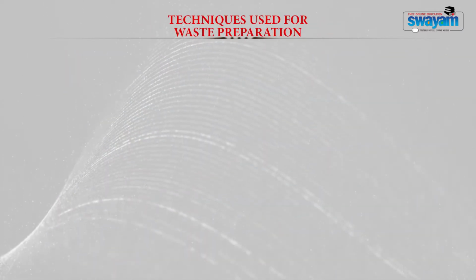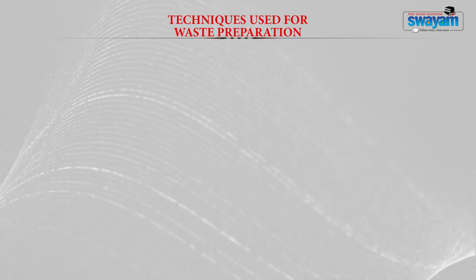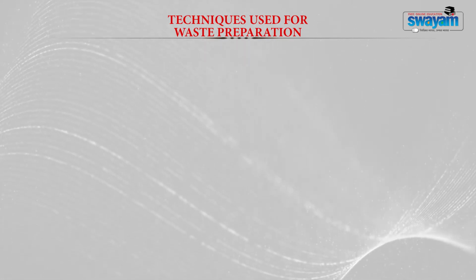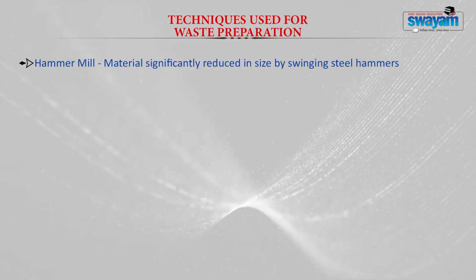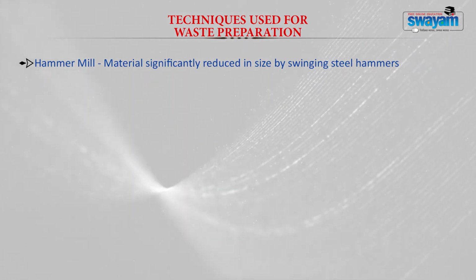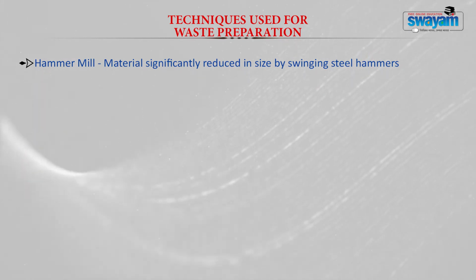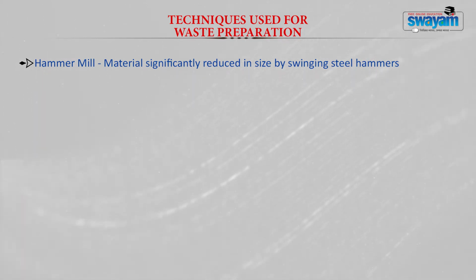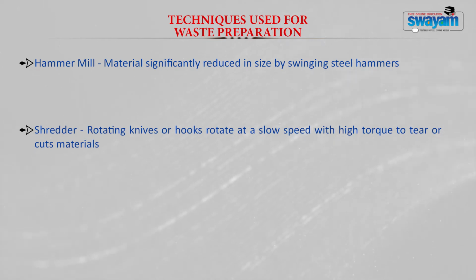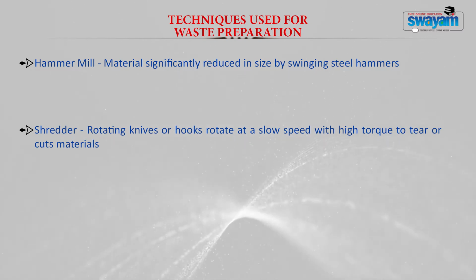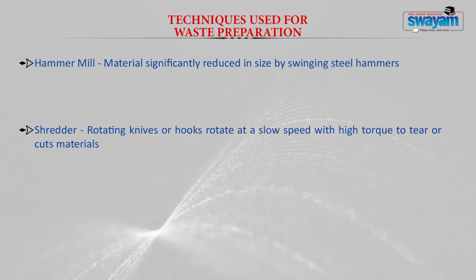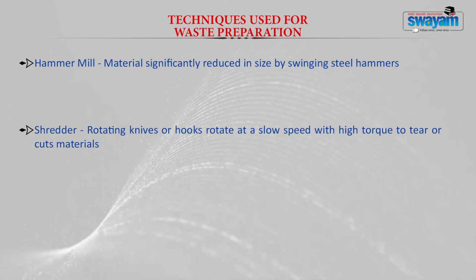Now, generally, the techniques used for waste preparation are, first, the hammer mill, where the materials are significantly reduced to a smaller size by using a swinging steel hammer. Then comes the shredder, where you have a lot of rotating knives or hooks which keep rotating at a slow speed with high torque. Due to this high torque, the waste materials are cut or torn off.